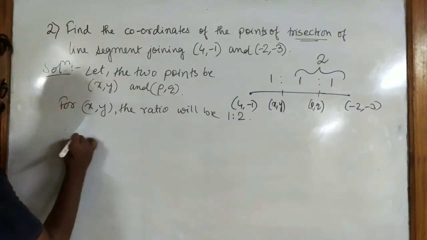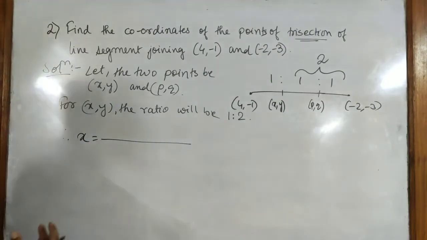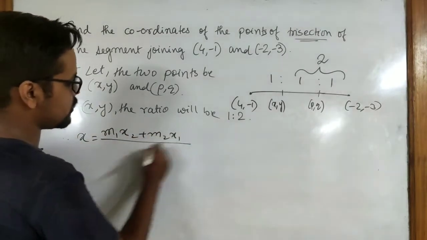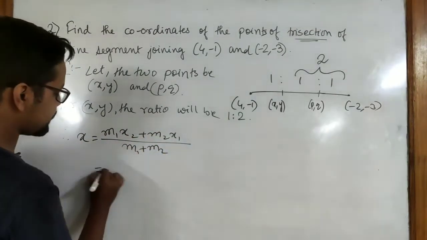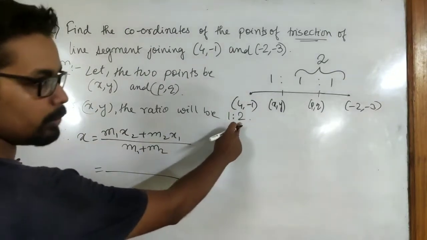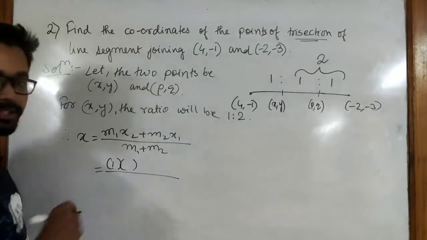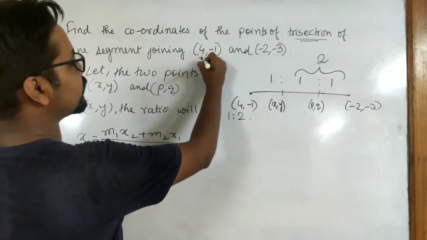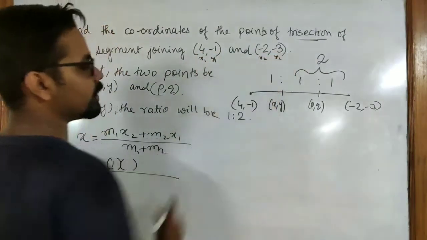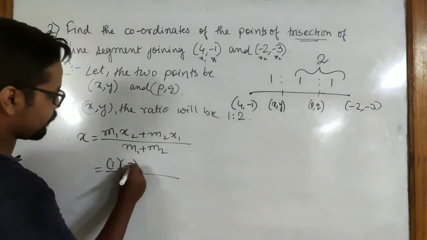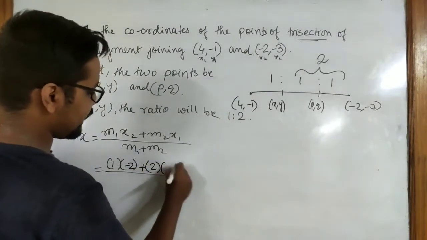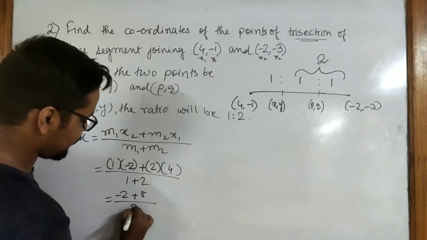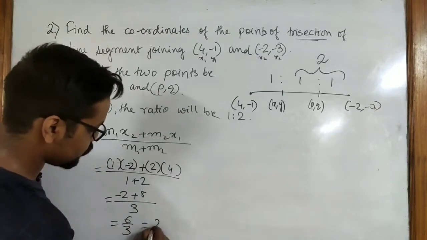Alright, therefore what will be x? The x formula is m1 x2 plus m2 x1 by m1 plus m2, right? In this case, m1 will be 1 and m2 will be 2. What is x2? If you have confusion, write it down at the bottom: this is x1, y1, this is x2, y2, okay? So x2 is minus 2, m2 is 2 and x1 is 4. At the bottom we have 1 plus 2. So it is minus 2 plus 8 by 3, that is 6 by 3, which is 2.